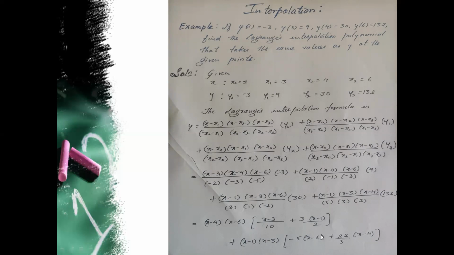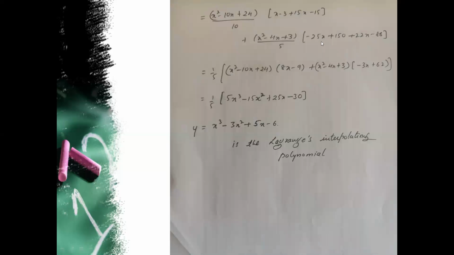Then taking 5 as LCM, simplify these terms, we'll get minus 25x plus 150 plus 22x minus 88. Simplify the terms, it is x square minus 10x plus 24. Then here if you simplify this, it is 16x minus 18. You can see that 2 is common, it cancels with this 10. We get 1 by 5. And what remains here is 8x minus 9.